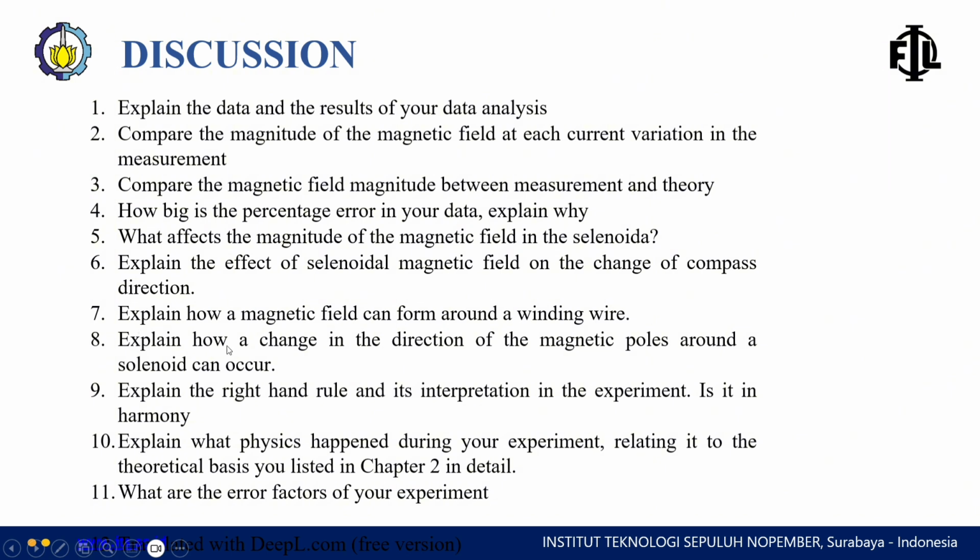Number 7, explain how a magnetic field can form around the winding wire. Number 8, explain how a change in direction of magnetic poles around a solenoid can occur. Number 9, explain the right-hand rule and its interpretation in the experiment. Number 10, explain what physics happened during your experiment, relating it to the theoretical basis you listed in chapter 2 in detail. And lastly, number 11, what are the error factors of your experiment? Okay, that's all.